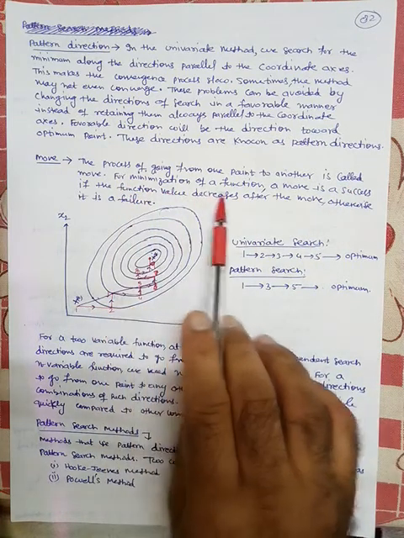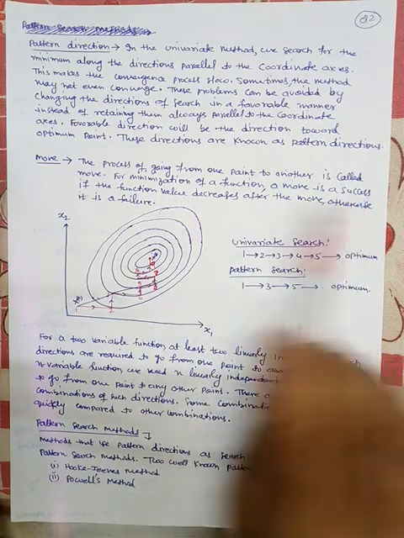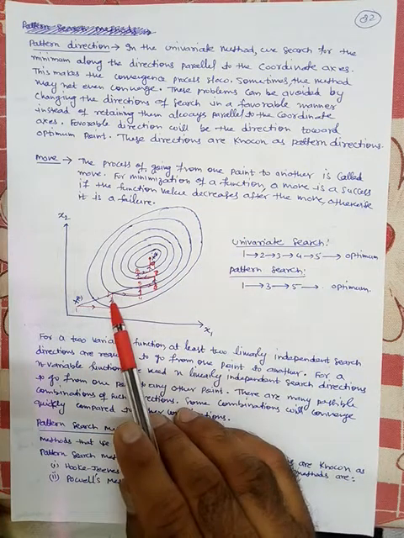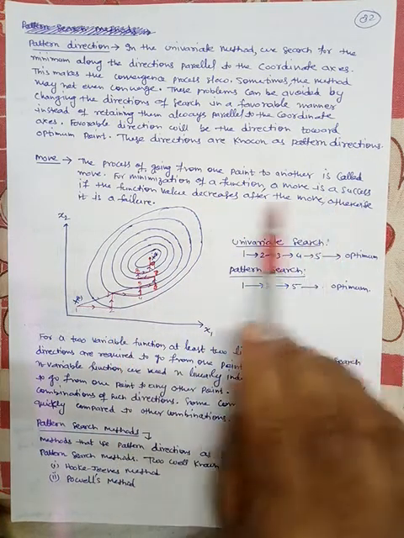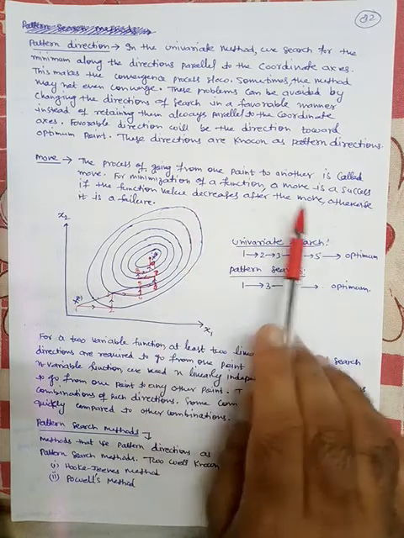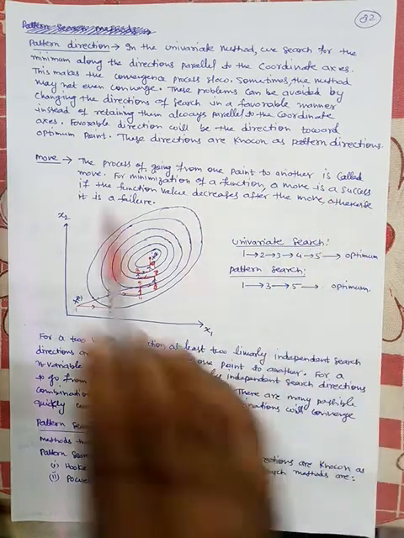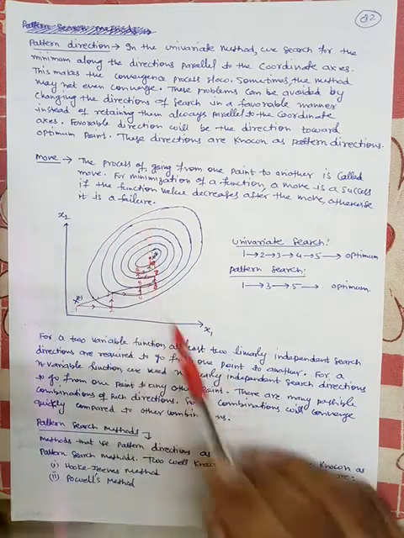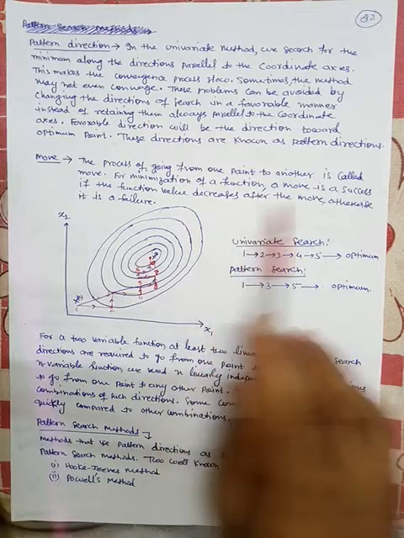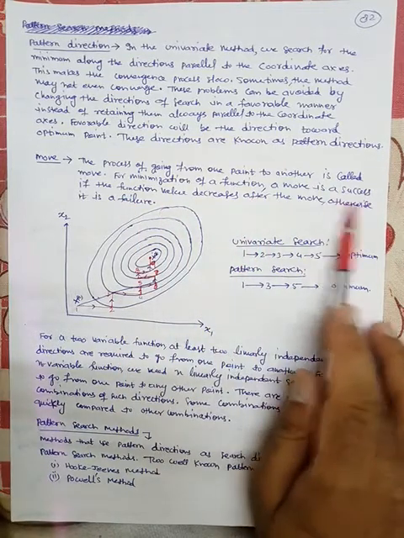For minimization of a function, a move is a success if the function value decreases. अगर function की value decrease होती है तो move जो है आपका success है. After the move, आपकी अगर value decrease हो जाती है तो move आपका success है. Otherwise, it is a failure. अगर आपकी value बढ़ जाती है तो एक failure है, लेकिन अगर आपकी value decrease हो रही है, then this is a success. This is a success.